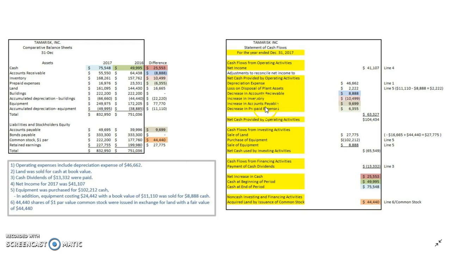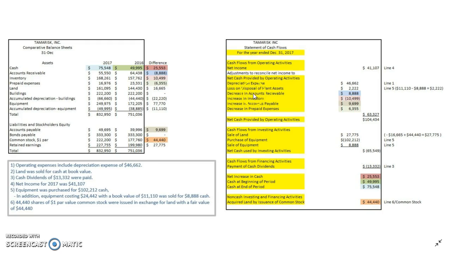Depreciation expense. If we look at line number 1, we'll see operating expenses included depreciation expense of $46,662. So that takes care of that. Now the loss on disposal of plant assets. The way we calculated that is, if you look at line number 5, it says that in addition, equipment costing $24,442, with a book value of $11,110, was sold for $8,888. So we subtract the amount it was sold for from the book value, and we get $2,222, and that's what we'll enter here.